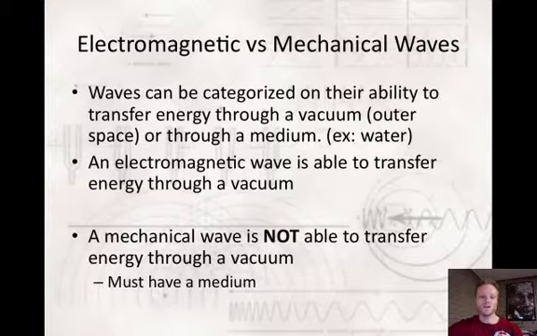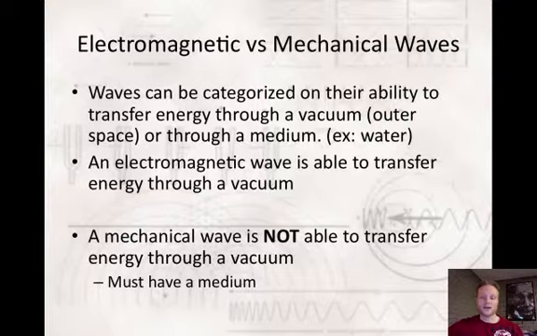Okay, so an electromagnetic wave is able to transfer its energy through a vacuum, which is really good because, as we know, light from the sun transfers from the sun through outer space to Earth, and it reaches us here. If that energy was not able to be transferred through a vacuum, we'd never get sunlight from the sun, and basically life on Earth would not exist.